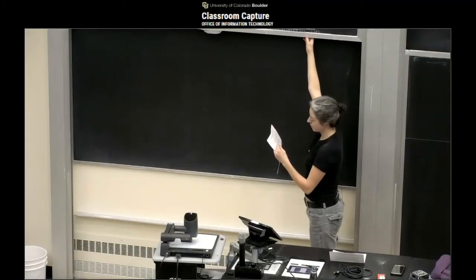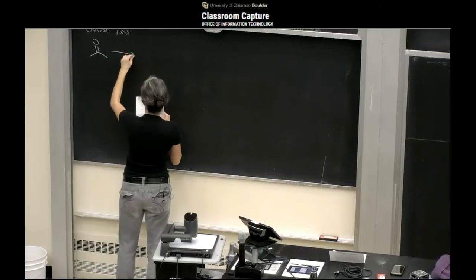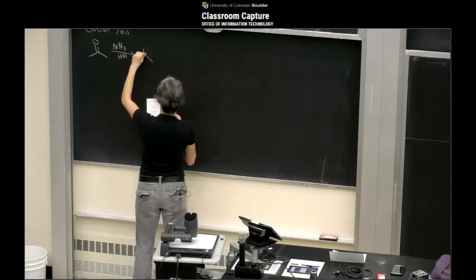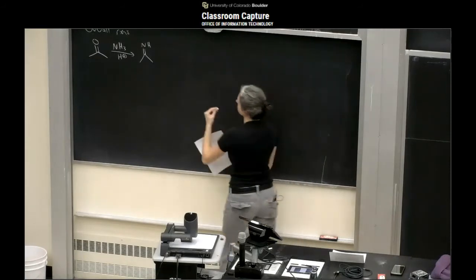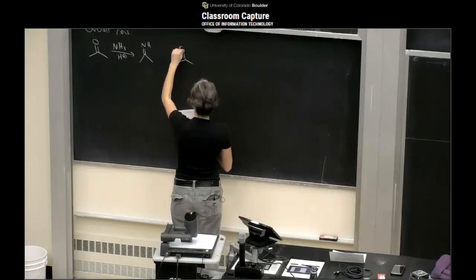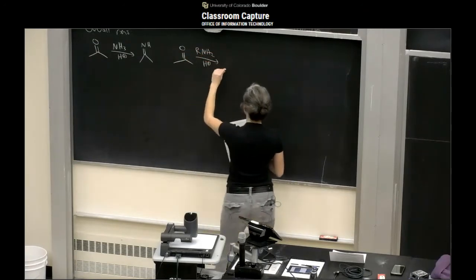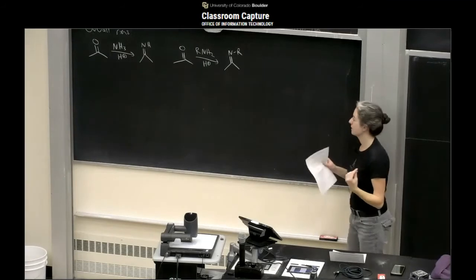Okay, so overall reaction. We're going to show three different ones depending on how many R groups there are on the nitrogen to start out with. Here's a ketone, NH3 and H+. Gives you this imine here with just an H on it. Or you can do it with a primary amine, R-NH2, and H+. And it still gives you an imine, only now it's got an R group on there.